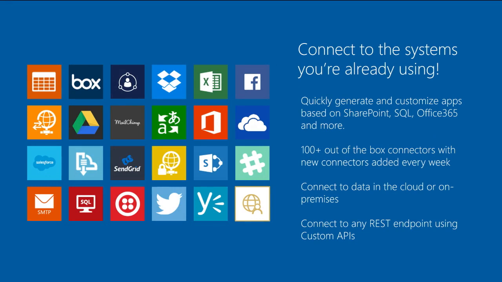And like we said, connections is a core part of PowerApps and Flow. We already ship over 100 plus connectors out of the box with PowerApps as well as Flow. And this is all the way from SQL and SharePoint to Office 365 and Salesforce to Trello and Wunderlist, and the list goes on. If you have data on-premises, on say SQL on-premises or SharePoint on-premises, you can connect to that as well using our on-premises data gateway.